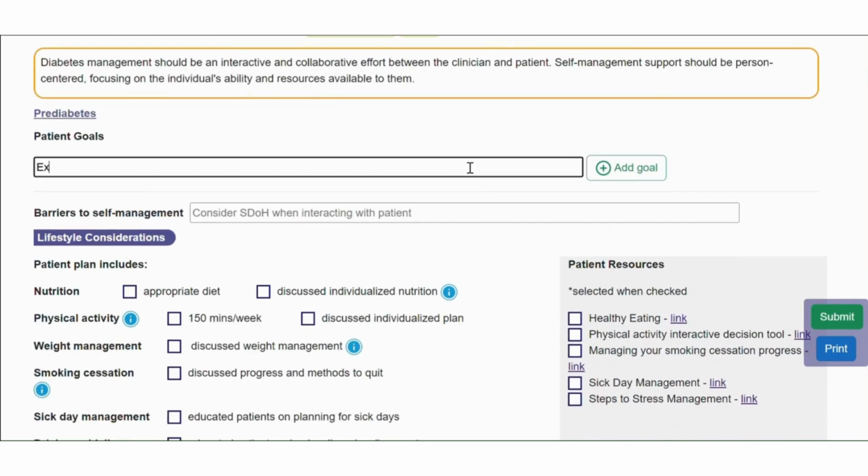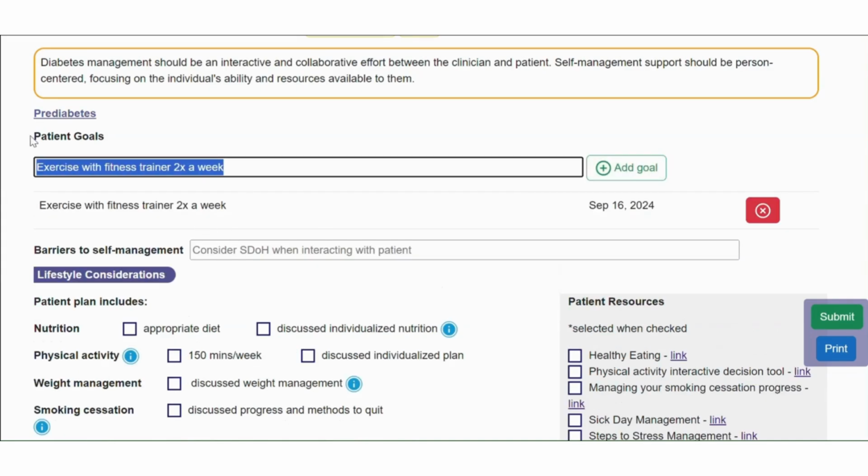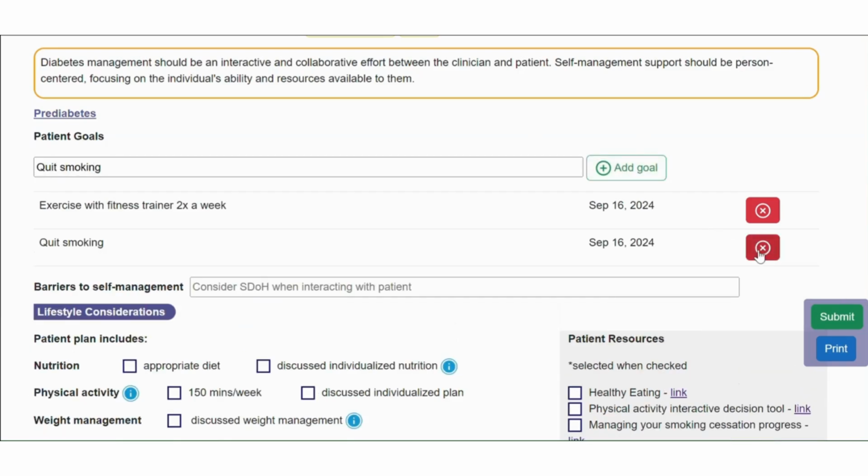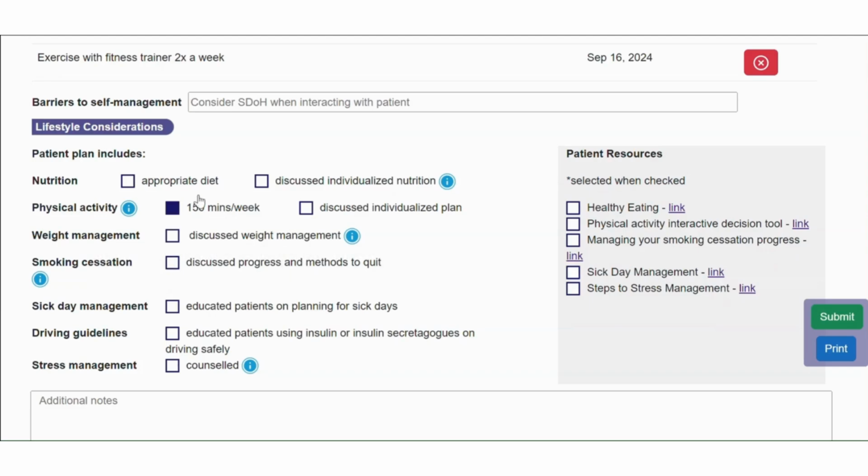The tool will enhance patient-centered care by integrating best practices, streamlining documentation, and providing access to supports for patient care, for example, referrals, self-management, community resources. The management of diabetes should be an interactive and collaborative effort between the clinician and patient.